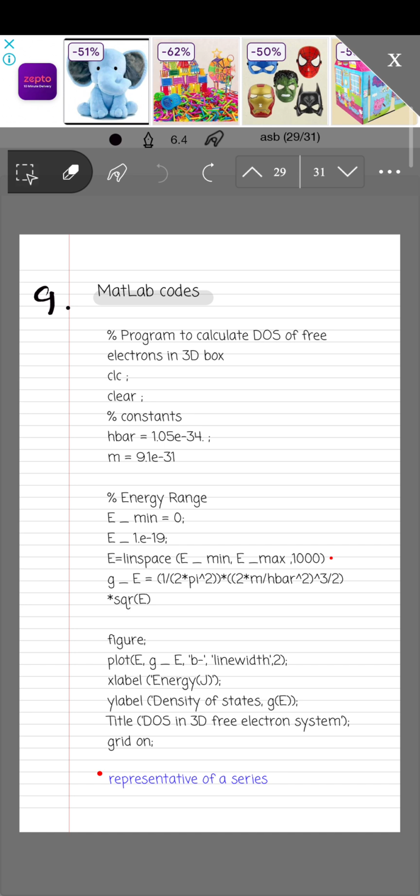Now the next step is to write the code for the following phenomena in MATLAB. MATLAB is comparatively easier or less complicated compared to other programming languages. So in MATLAB, let me give you some basic idea: a percentage sign is used when you are writing a comment. Like here it has been used to give the heading of the program. Then there's a command called clc, which clears the screen and clears all previous data.